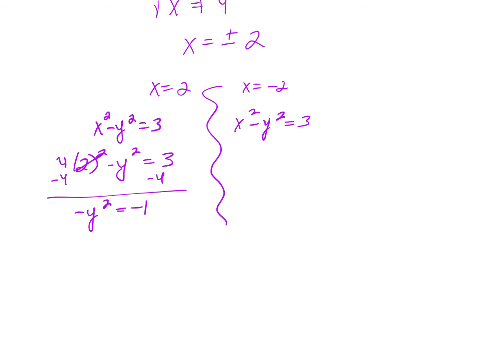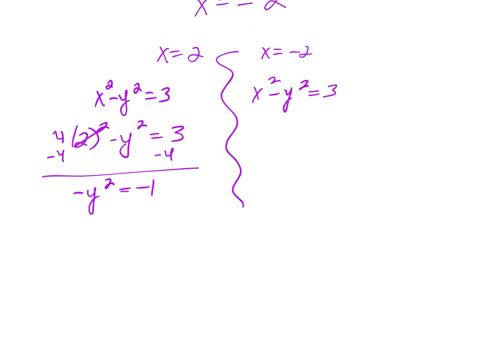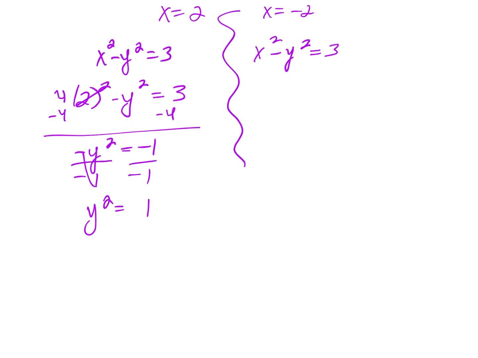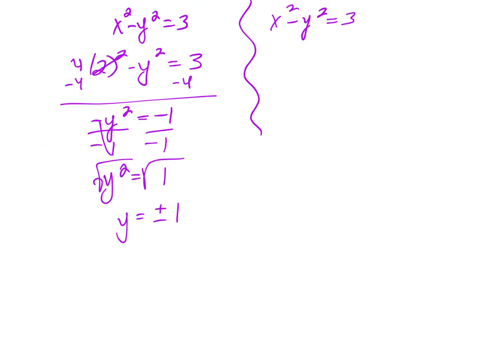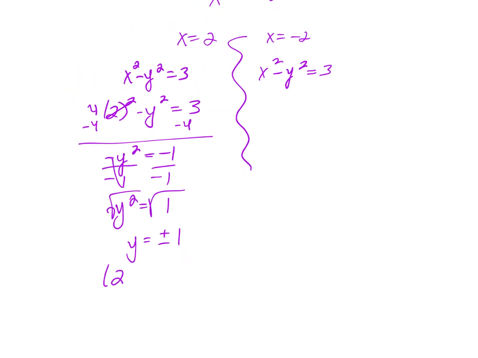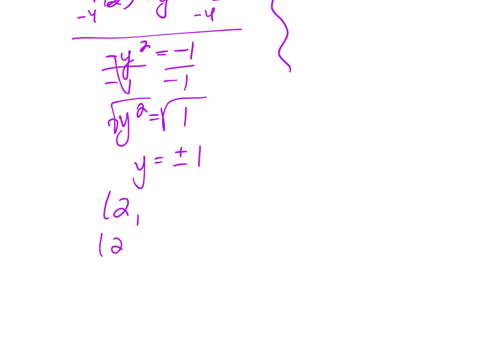Do we like our variables to be negative? Yes or no? No. So we're going to divide both sides by negative 1. So I get y squared equals 1. Now what? Square root. Great. So y equals plus or minus 1. I have two answers here. When I plug in positive 2, I can either get positive 1 or negative 1. You guys see that? What can I do with those two answers? Plug them back in to make sure I'm right. Good, good, good, good.